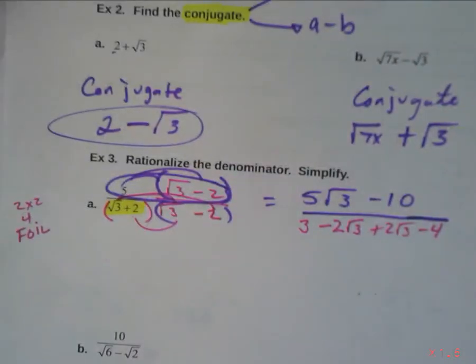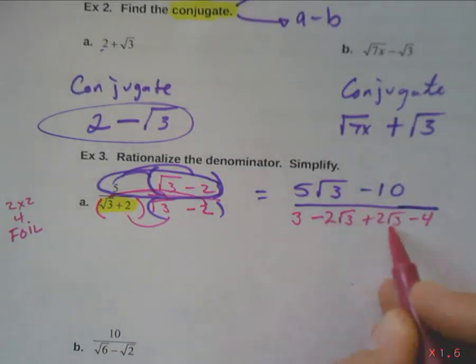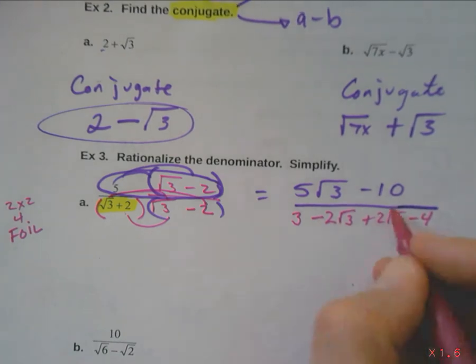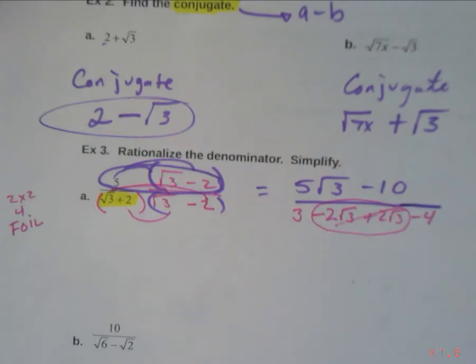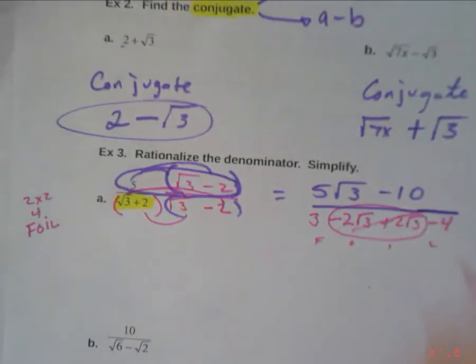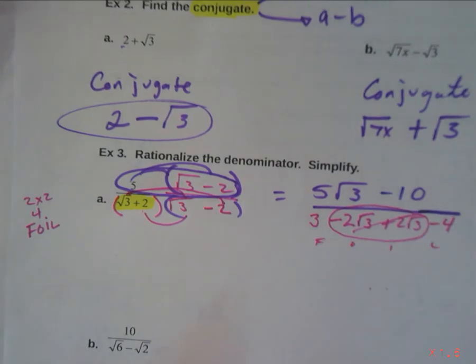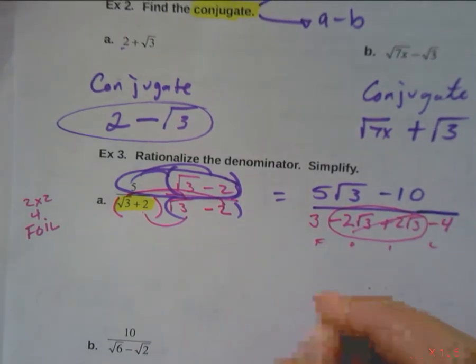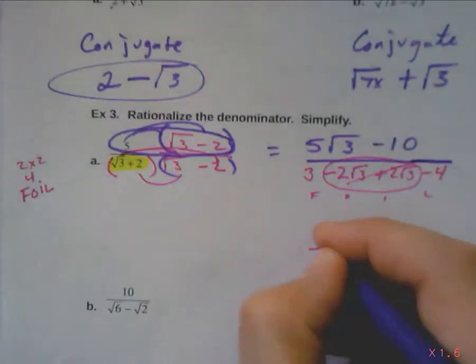All right, let's take a look at what happens on the bottom. You see what happens? Your outers and inners, your OI, this is O, this is I, this is F, this is L. Your outers and inners will cancel, right? And now we just put these two guys together. 3 minus 4 is negative 1. So I've totally gotten rid of that square root. Look at that.